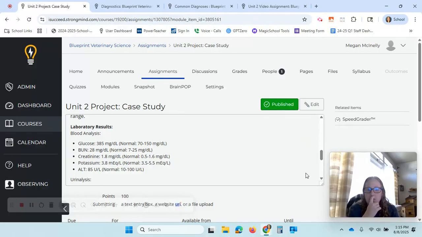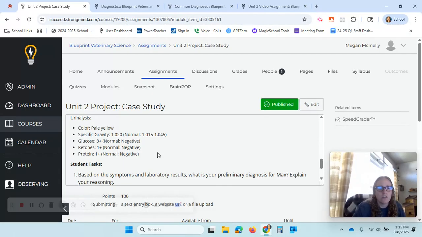It also is going to give you some results from our laboratory. Say you ran full blood work and a urinalysis, here are the results. It's also going to show you the normal range, because I don't expect you at this point to have those normals in your head, but it's something in the future that may interest you. So our glucose is 385, BUN 28, creatinine 1.8, potassium 3.8, and ALT is 85. What I'm not going to tell you is what each of those mean. That is something you're going to want to do some research on.